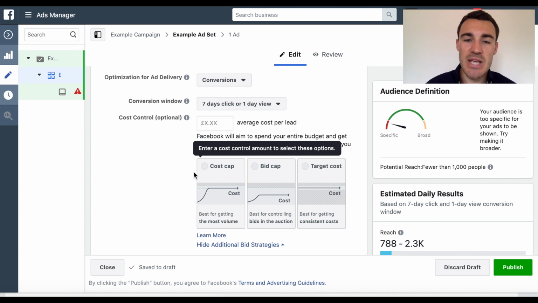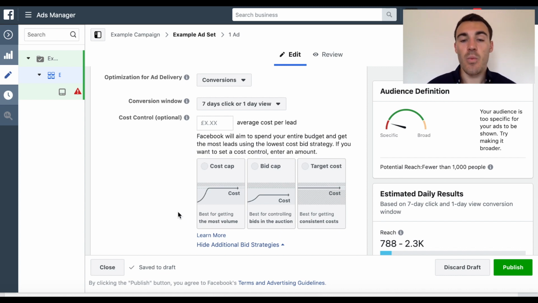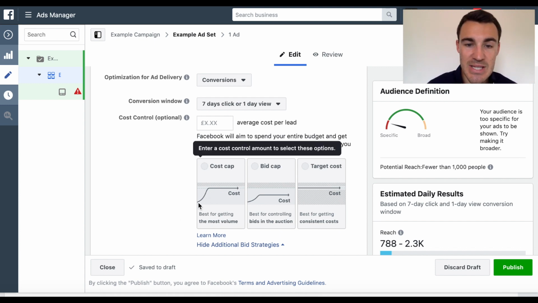Then you've got these two options here, which is cost cap and bid cap. So you can see that Facebook basically tells you a little bit about what they're for. So a cost cap is best for getting the most volume. What that means is I don't want to spend above a certain amount and cap me off. So as you can see here, your volume's rising, your cost is rising. This is the upper limit of what I want to spend. Go ahead and don't spend beyond that. Conversions aren't worth it to me if they cost more than this amount.